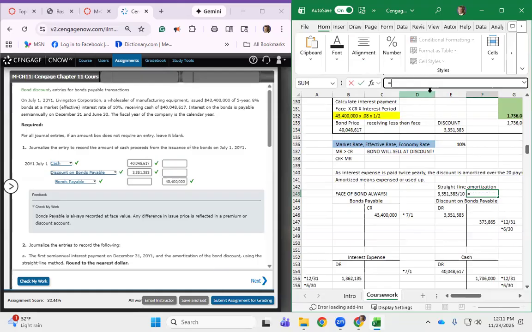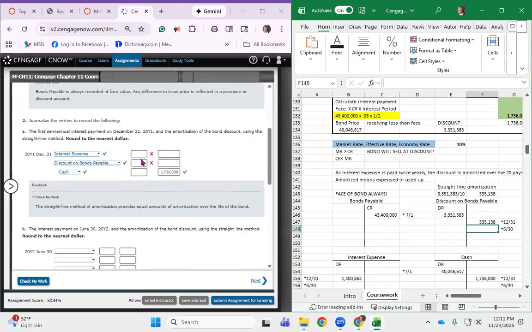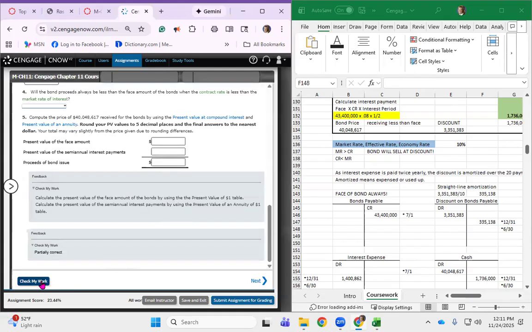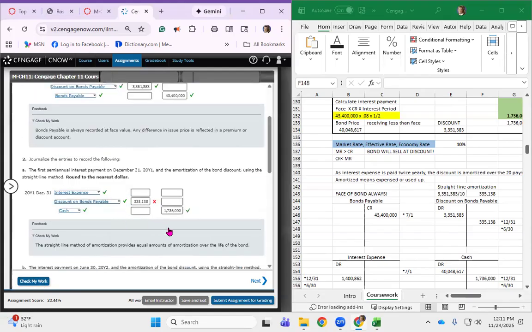So I'm going to take 3,351,383 and divide by 10. So 335,138 is my amount of discount that I'm amortizing. Let's try this again now. 335,138. Let's just check it. I think I got it. Nope, it still isn't right. Let me try again.